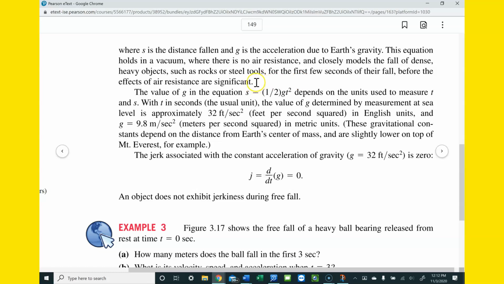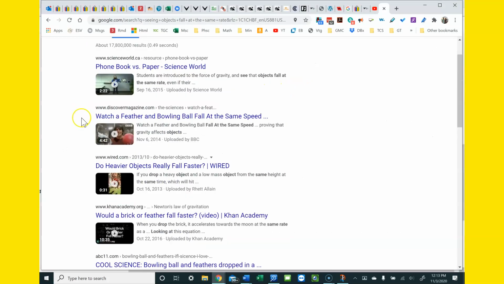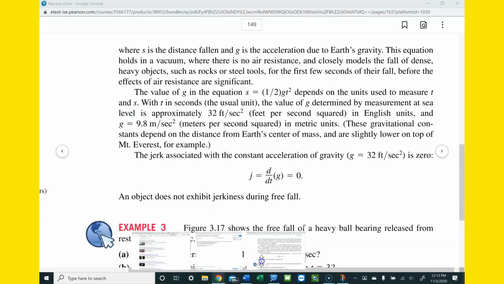If you want to see that in action, there's a really cool video on YouTube. You can search for it. Just search for this video right here: Watch a feather and a bowling ball fall at the same speed. I believe that's the right video. It's pretty cool to watch. All right.